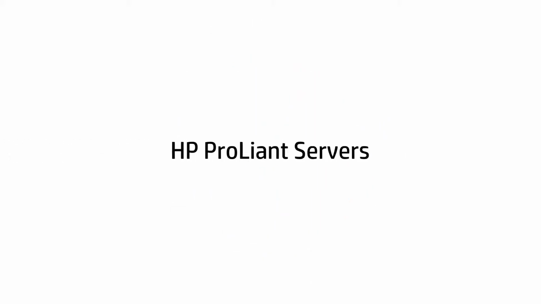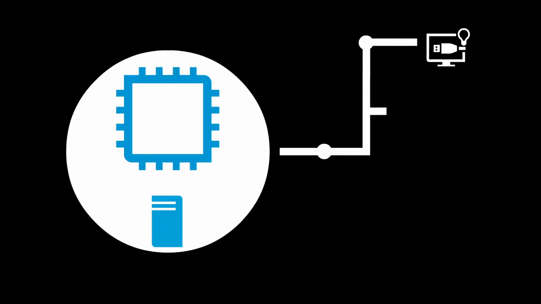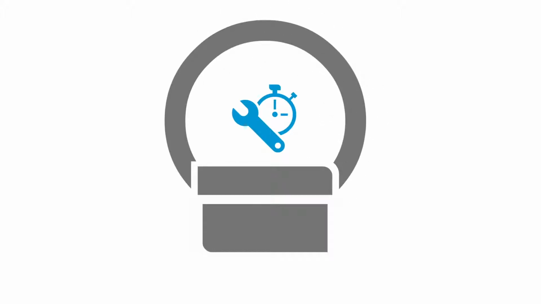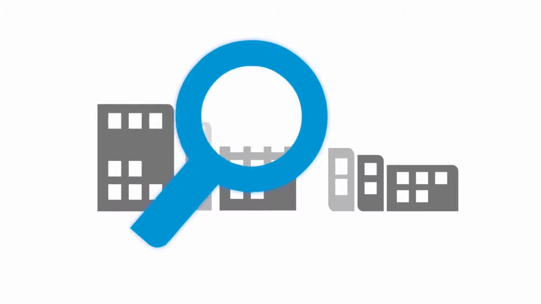And HP ProLiant servers, powered by Intel, deliver best-in-class performance, availability, scalability, and simplified management your business can rely on. The built-in intelligence of HP ProLiant servers dramatically reduces the time required for installation, startup, maintenance, and troubleshooting. Lifecycle automation means that you can forget about IT and focus on what's important: growing your business.